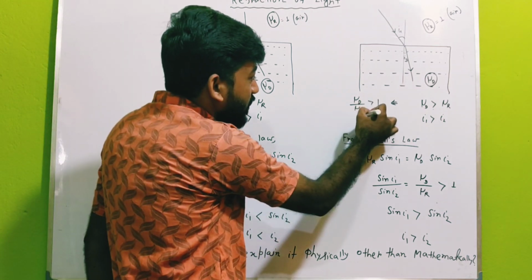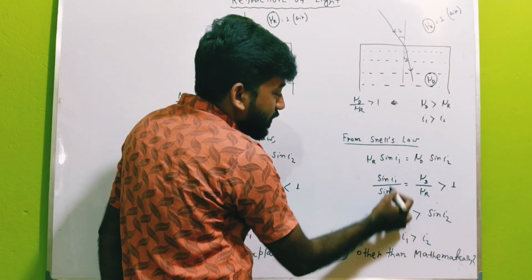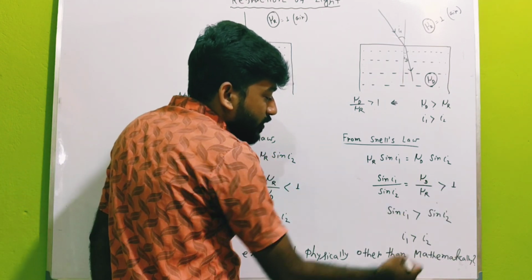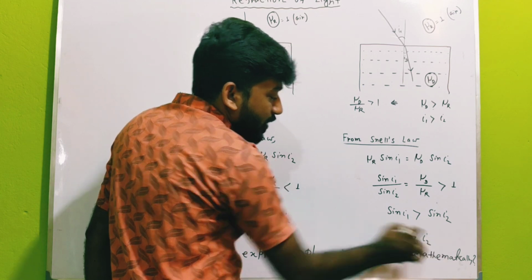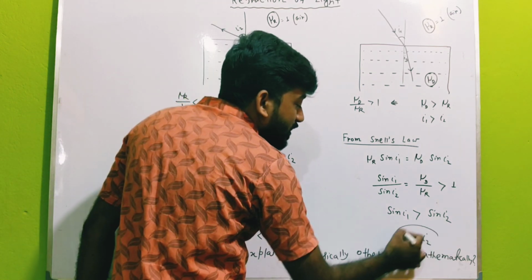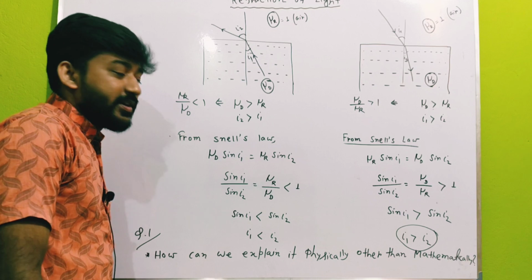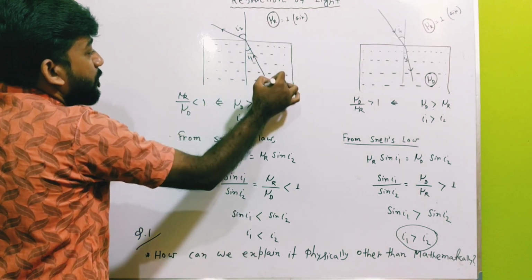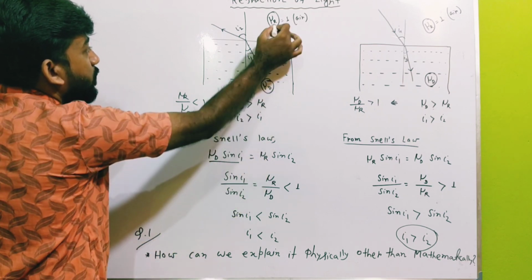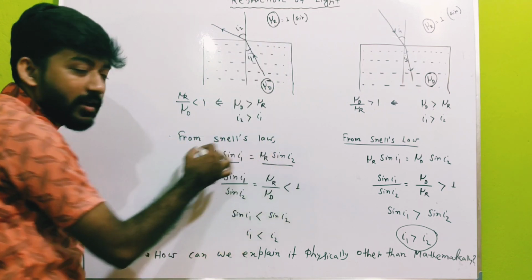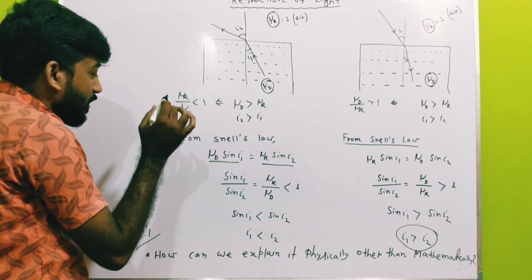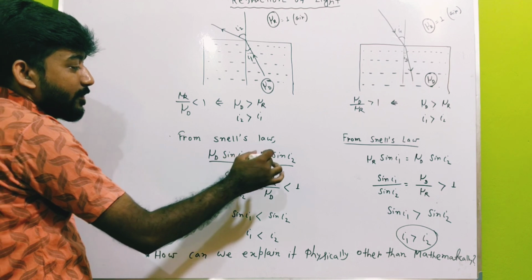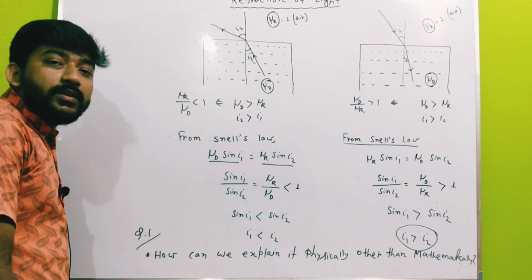So if mu d by mu r is greater than 1, then sin I1 by sin I2 will also be greater than 1. So sin I1 will be greater than sin I2, and it implies that I1 is greater than I2, which was our task and is completed. Similarly, in the other case, if we use Snell's law, then mu d into sin I1 is equal to mu r into sin I2. This is the general form of Snell's law, and I advise students to use this form. Then you do not have to remember anything.